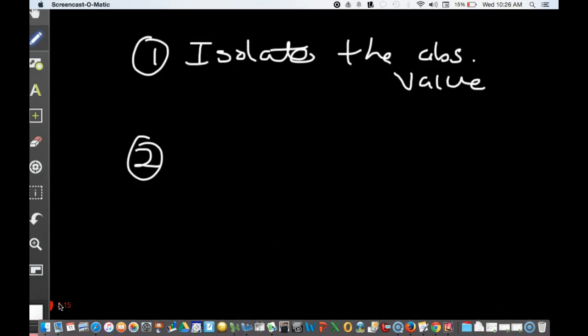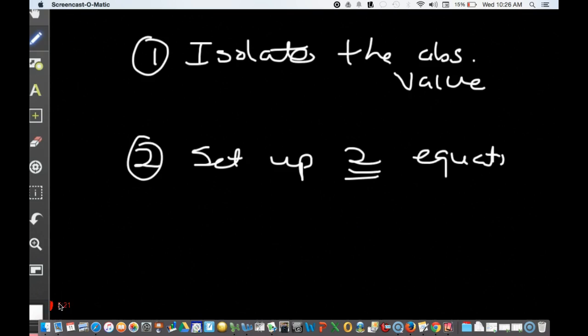And then we're going to set up two equations. The two equations are really going to result from saying either what's inside the absolute value is equal to the right side, or it's the negative of the right side. We'll go into that a little bit further in a moment. And I'm going to bring up a third point now, that you're going to see in the next example: we're going to check for extraneous roots.